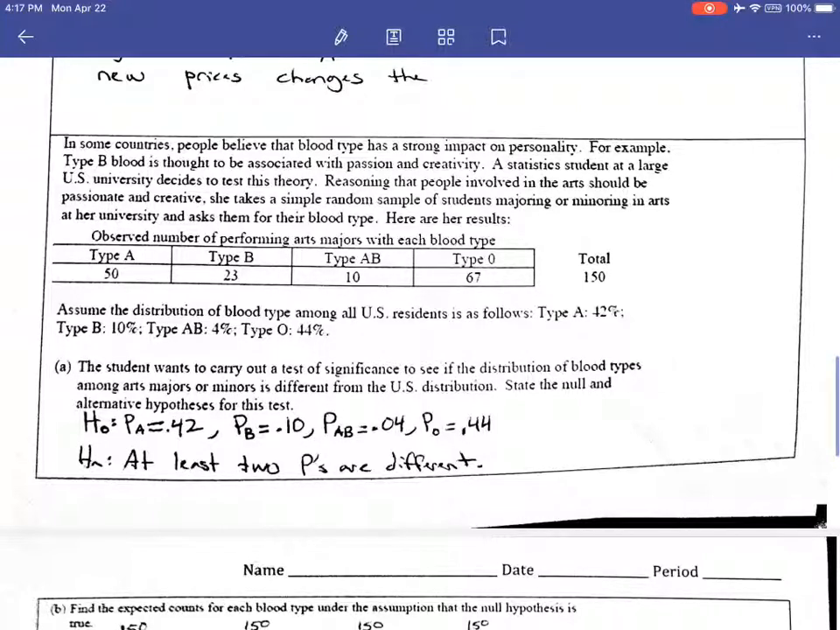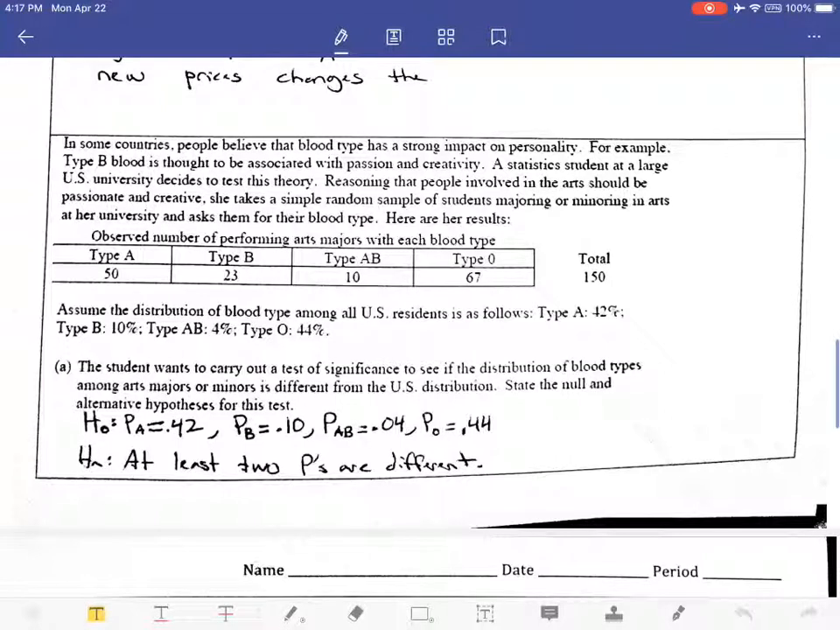So this problem is another chi-squared goodness of fit test because we're seeing if the distribution of people with these different blood types is affected by their personality. So we have the standard proportions down here, and then we observe values from our sample of 150 from the arts majors and minors, who we assume are more creative than, I guess, the rest of the population.